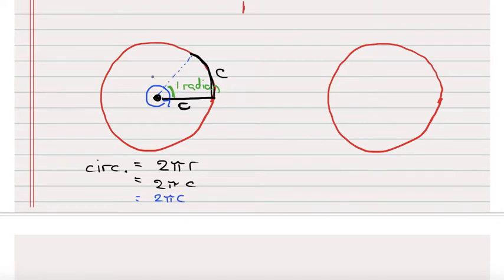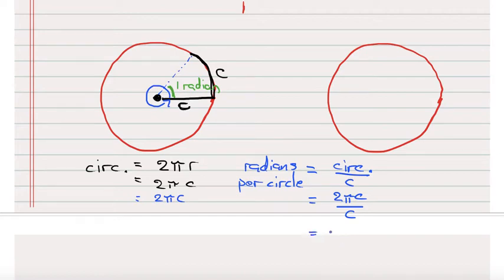But how many radians will we be able to fit? So the amount, or the circle itself, we'll say radians per circle, is equal to the circumference of the circle divided by the size of this arc. The size of this arc is just c. So then it becomes 2 pi c divided by c, and that simply equals 2 pi radians.